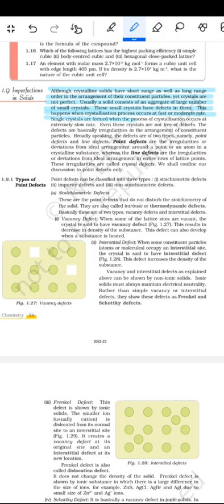Single crystals are formed when the process of crystallization occurs at an extremely slow rate. Even these crystals are not free of defects. The defects are basically irregularities in the arrangement of the constituent particles. Broadly speaking, the defects are of two types, namely point defects and line defects. Point defects are the irregularities or deviation from the ideal arrangement around a point or an atom in a crystalline substance, whereas line defects are the irregularity or deviation from the ideal arrangement in the entire range of the lattice point. These irregularities are called crystal defects. We shall confine our discussion to the point defects only.